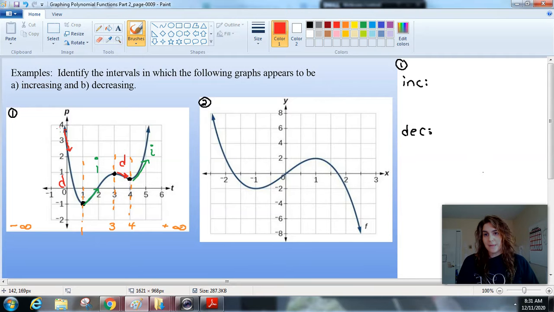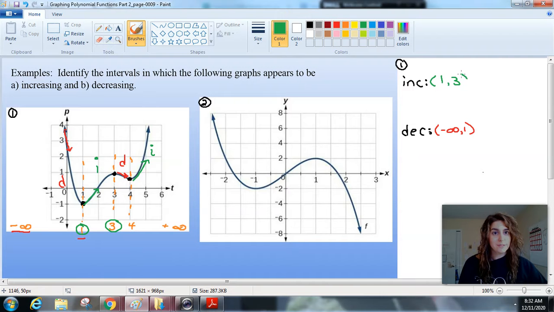In the first problem, I decreased first. So I decreased from negative infinity, that was the leftmost side, all the way to 1. That was my decreasing section. Okay. Then I increased, and I increased between 1 and 3. Again, interval notation is so easy because you're literally taking those boundary values that I wrote down in the beginning and just grouping them together.